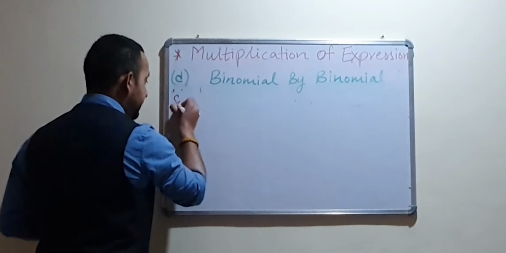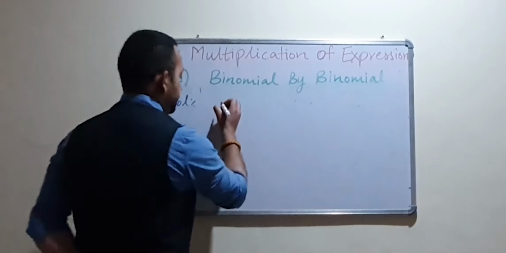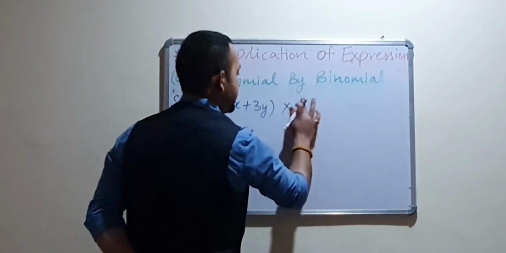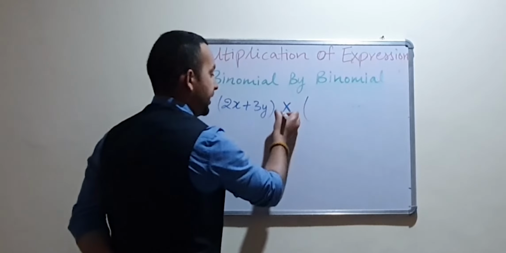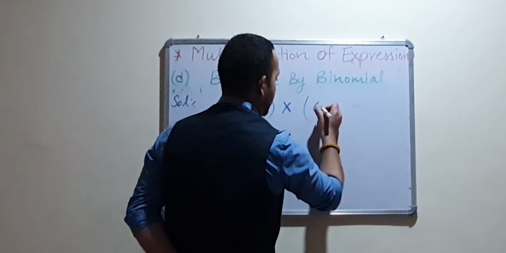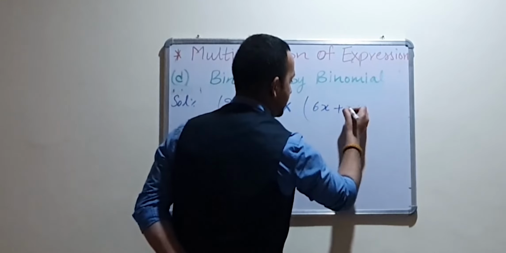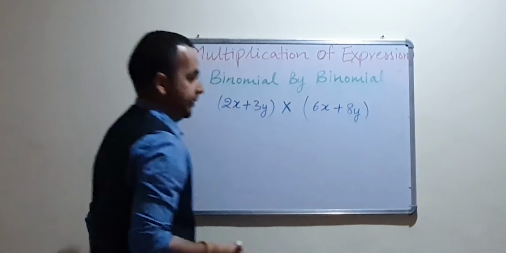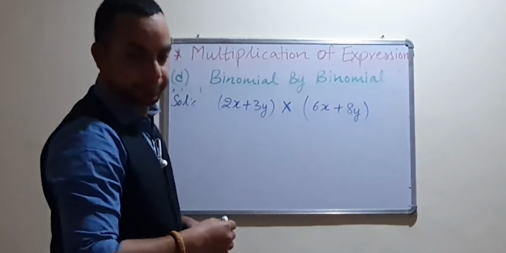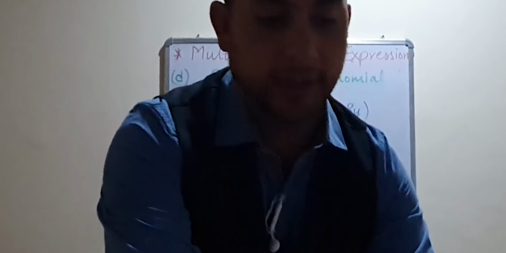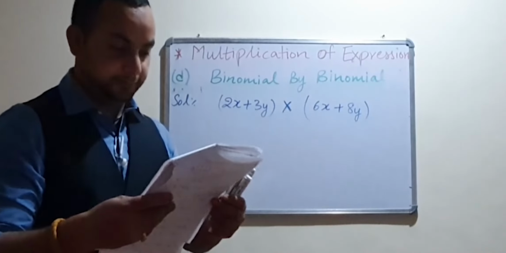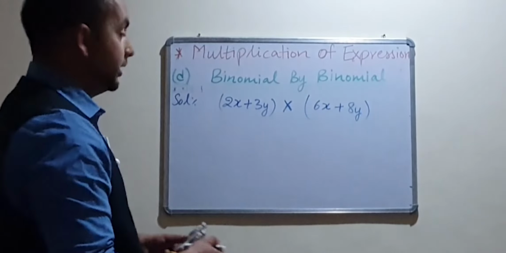So binomial by binomial, again we are going to take an example. Suppose I take the example 2x plus 3y multiplied, by means multiply, by 6x plus 8y.